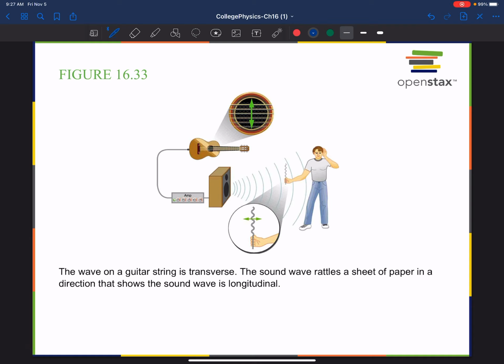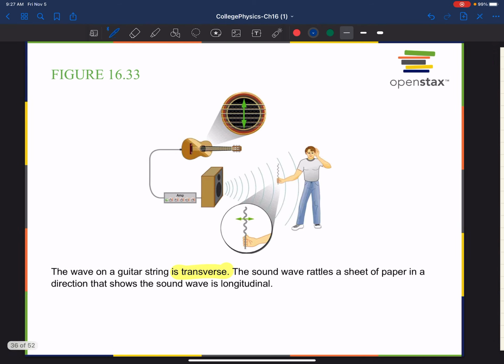The waves put out by a guitar string are actually transverse, and we can prove this by putting a sheet of paper in front of a speaker when we play a guitar, and you would see that the disturbance and the actual wave motion are going to be perpendicular to one another, not parallel.